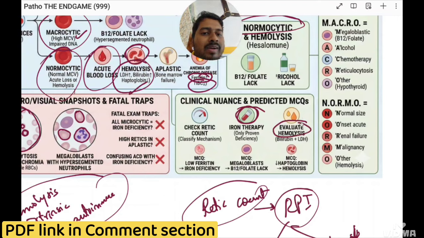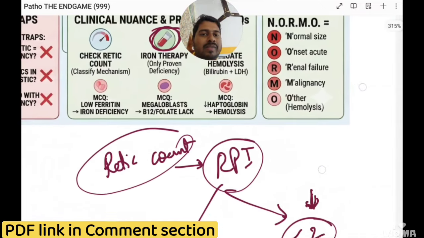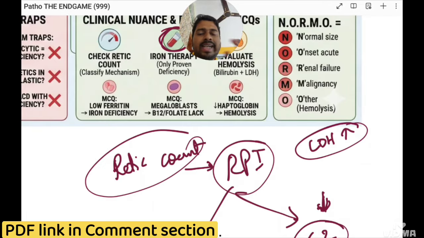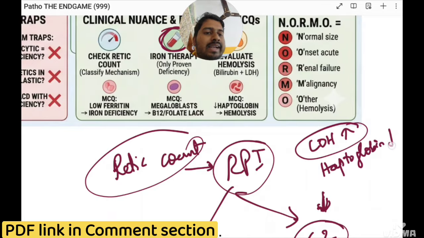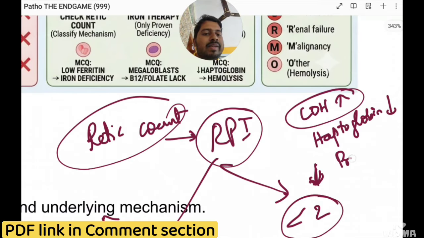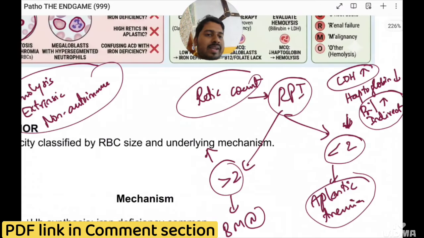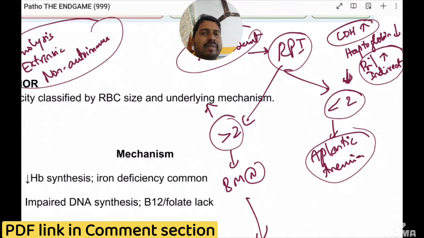So for hemolysis, how do you know there is hemolytic anemia? There are two factors. One is LDH, which will increase in hemolysis because it is an intracellular enzyme. Second is haptoglobin, which will decrease, and third, bilirubin will increase. Which bilirubin? Indirect. I think you know that indirect bilirubin increases in hemolysis, direct bilirubin increases in hepatocellular causes or in obstructive jaundice.